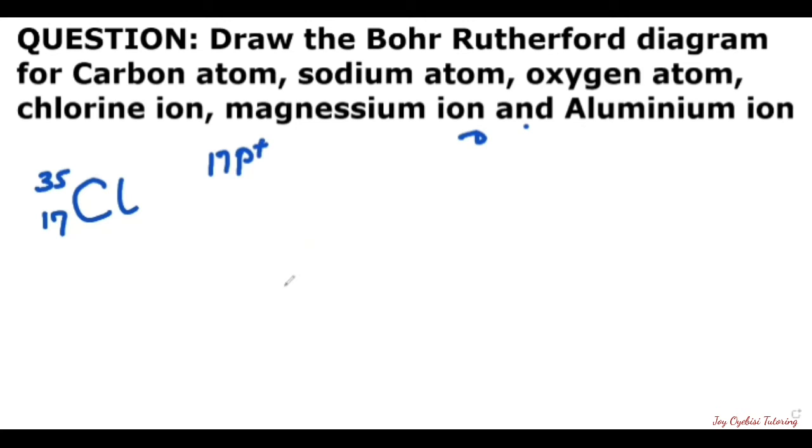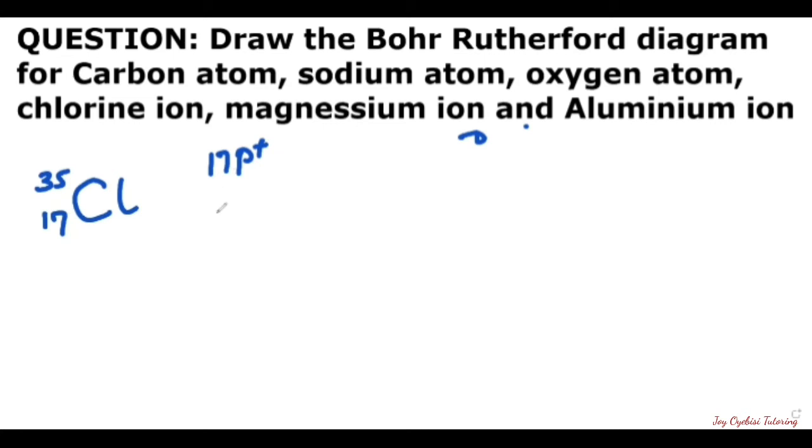But because this is not a neutral atom, in this case, it has a charge, the atomic number will not be equal to the number of electrons. So what we are going to do in this case is to subtract the charge from the atomic number. That is how we get the number of electrons. So what is the charge of chlorine? The charge of chlorine is -1.